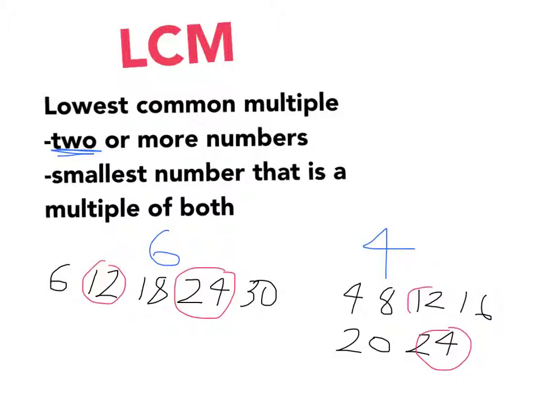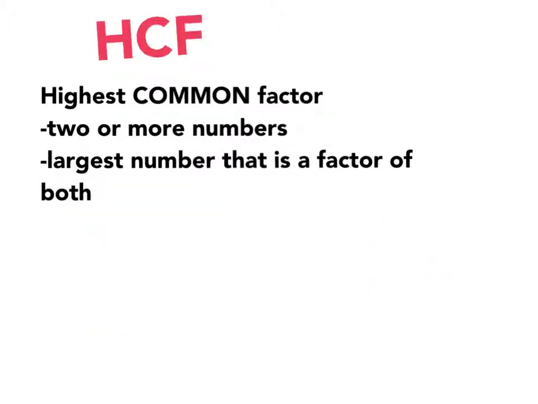That's the same. What am I after, however? I'm after the lowest or the smallest number that's a multiple of both. 12 is here. 12 is here. So 24 is a common multiple, but it's not the lowest. So make sure you write it all out. So the lowest common multiple of 6 and 4 is 12. Pretty straightforward. If you'd like a hand doing more examples, come and see me and I'll give you a hand.